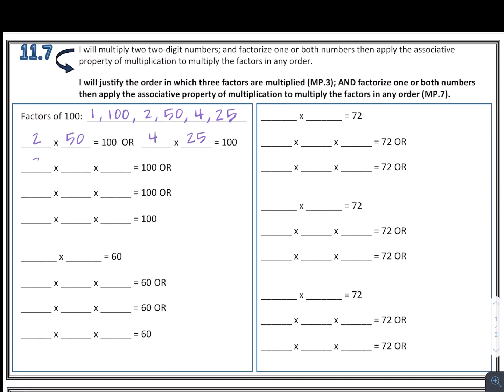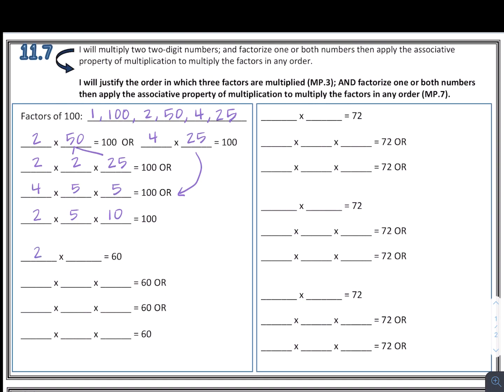Now we're going to take 2 times 50 and let's break it down into 2 times 2 times 25. So I basically took the 50 and I broke that down into two smaller factors, 2 and 25. There are many ways to do this for the number 100, so I can take 4 times 25 and break the 25 down into 5 times 5. Another way to break down 2 times 50 is 2 times 5 times 10.